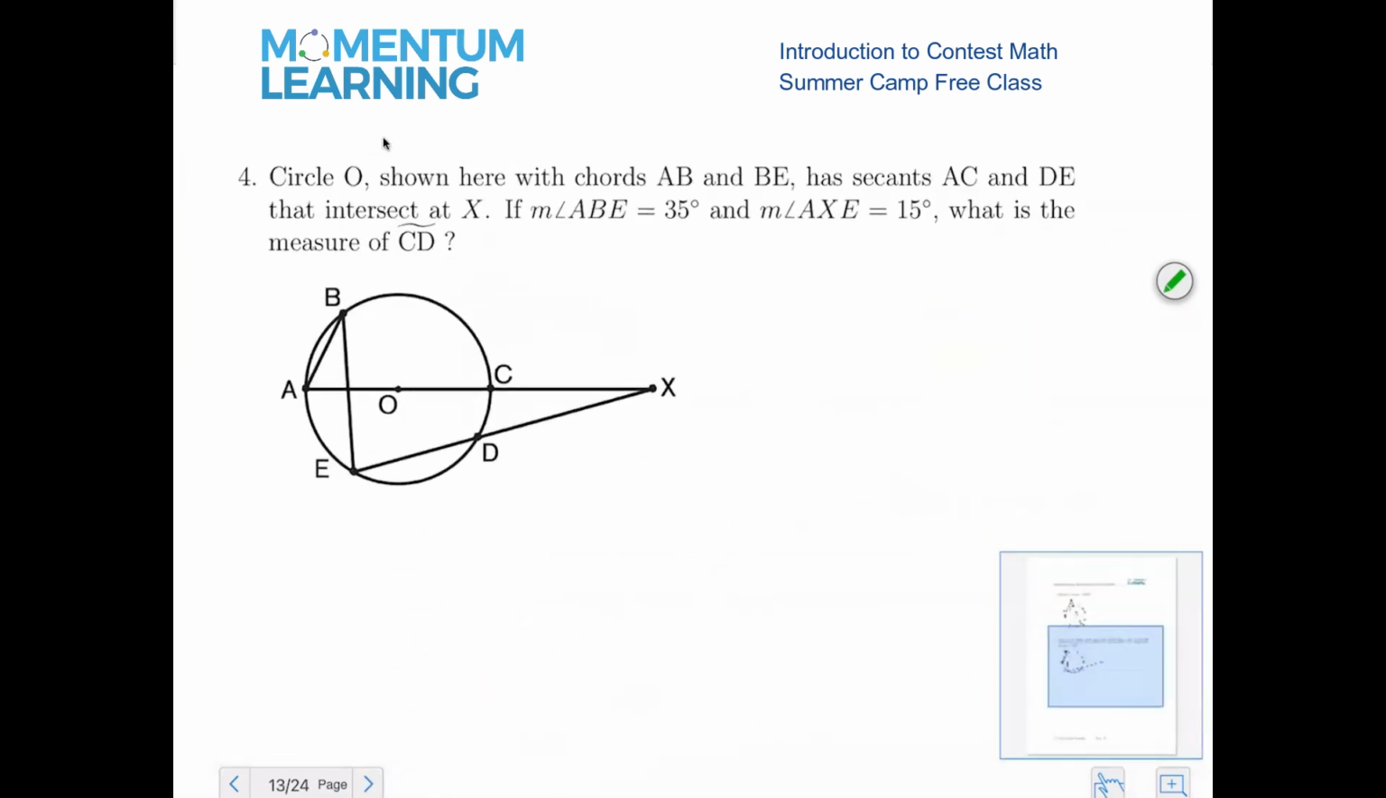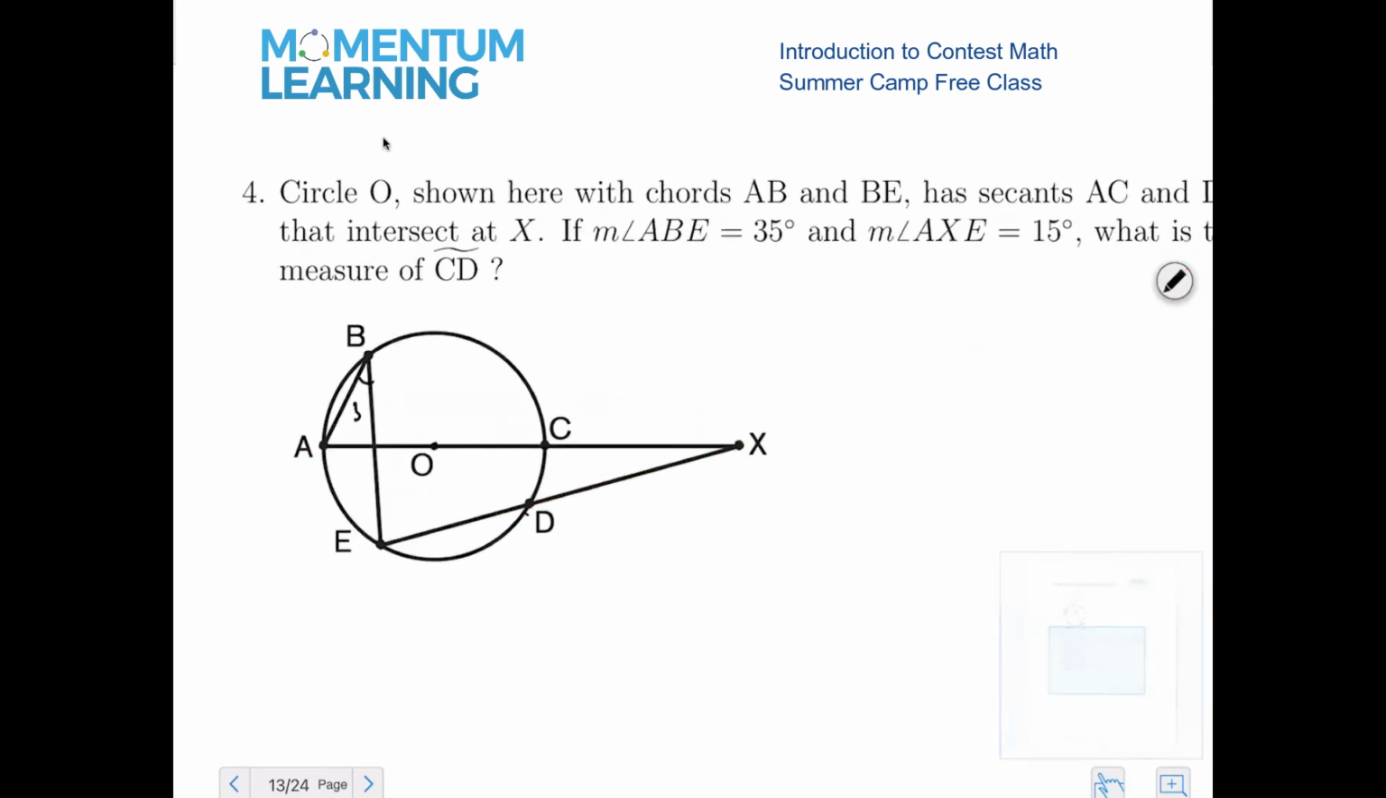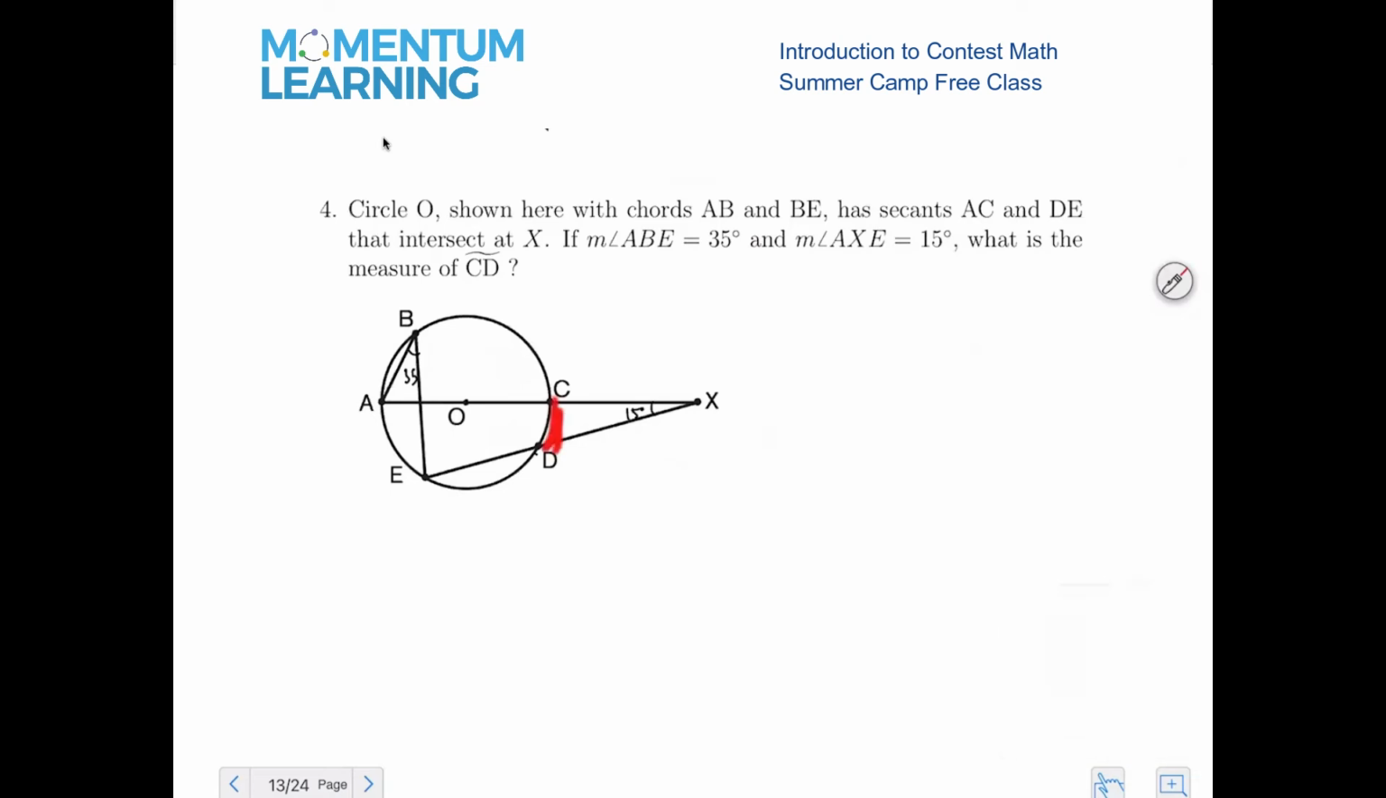And again, I'm going to skip this. So let's solve number 4. Again, this is just to give you an idea of the level of the questions. For number 4, we have circle O, meaning that the center is O. AB is a chord, ED is a chord, and BE is a chord. The secants AC and DE intersect at point X. Angle ABE is 35, and angle AXE is 15. The question is, find the measure of arc CD.